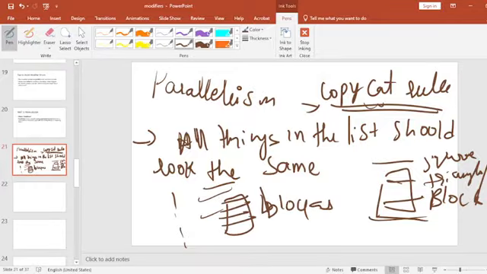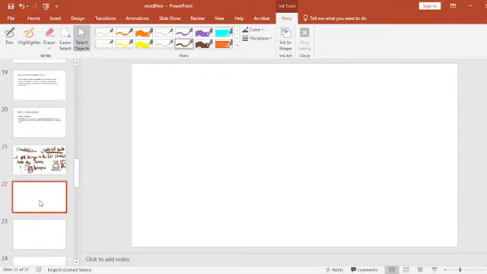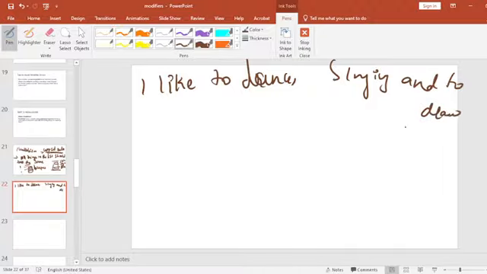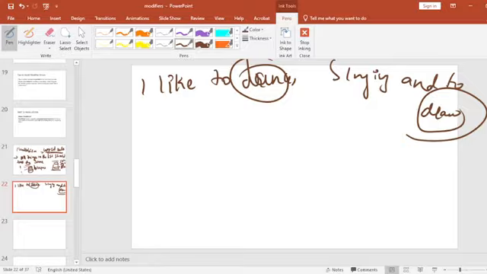So I'll give an example for you. I like to dance, singing, and to draw. You think all of these are equal or the same? No. It's written in different verb forms, don't you think? So we have to make it into the same verb form.